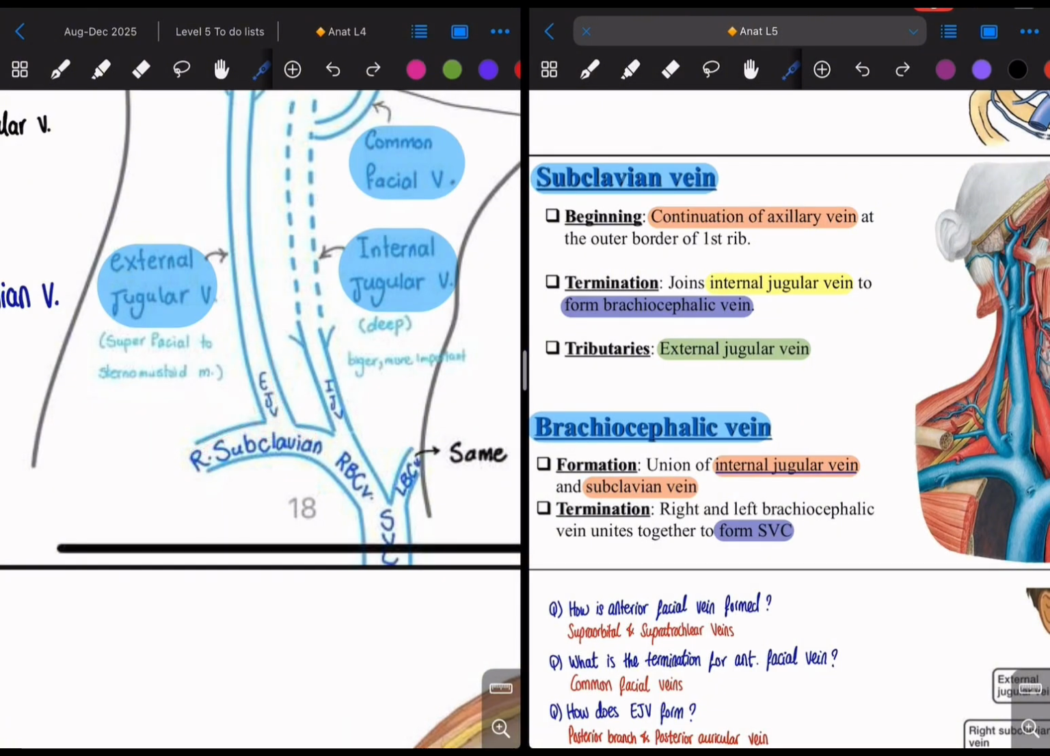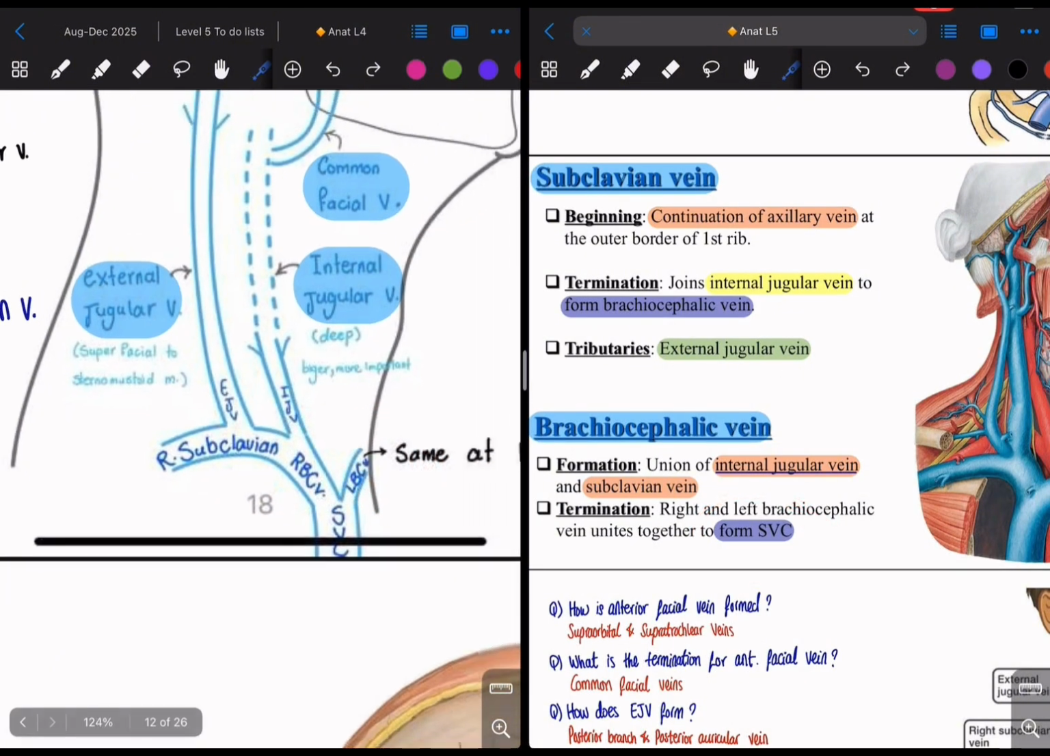Okay? Last thing we have is the brachiocephalic, which is a repetition of what we just said, which is the formation: an internal jugular vein unites with the subclavian vein to give us the brachiocephalic vein. Okay? What about the termination? It terminates with the other brachiocephalic, meaning the 2 brachiocephalics, right brachiocephalic and left brachiocephalic. They terminate together and give us the superior vena cava, which is our final destination.